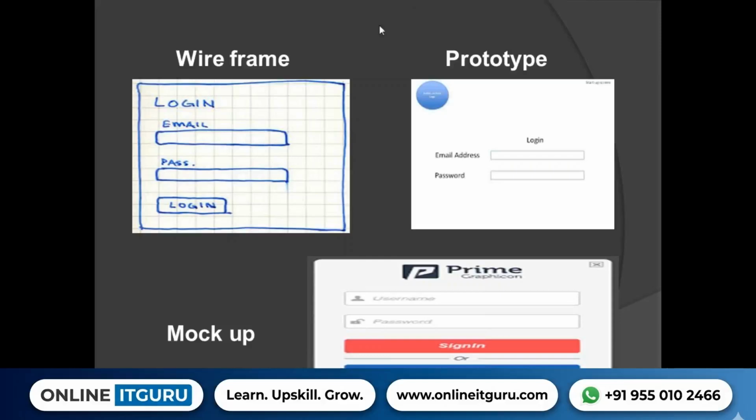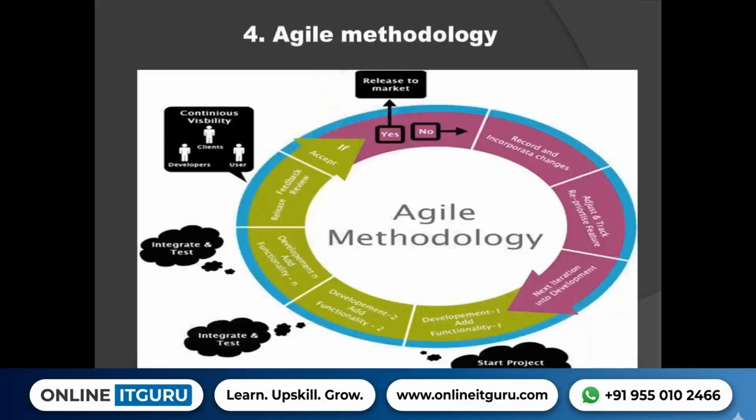Then at last we will see our fourth model, that is agile methodology. Agile methodology is our last methodology. It is also known as the swift model. Generally, we use agile methodology for faster production and faster development. If the client wants the product developed very fast and put into production as soon as possible, then they will go for agile methodology.